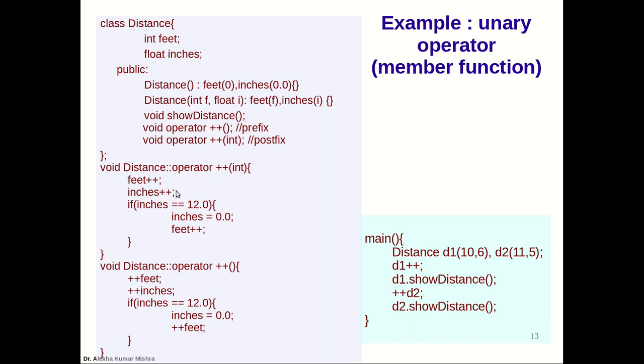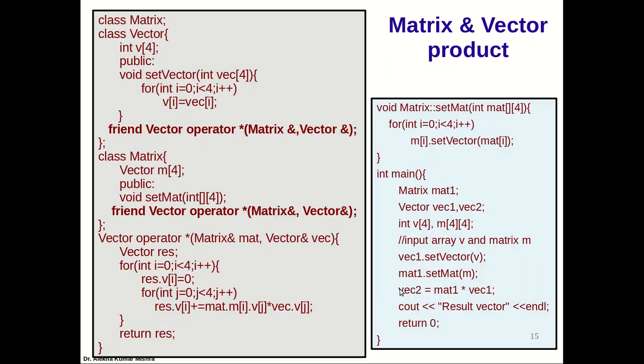Because the object is implicitly passed, any changes made to the object will be reflected, so we don't need to return here. Void will work, no need to return in these cases, because there is only one object. The rest you know: you are increasing the feet value and the inches value. If the inches value becomes 12, because we are incrementing by only 1, then we set the inches value to 0 and just increment the feet value. That's it. This is how we do it.